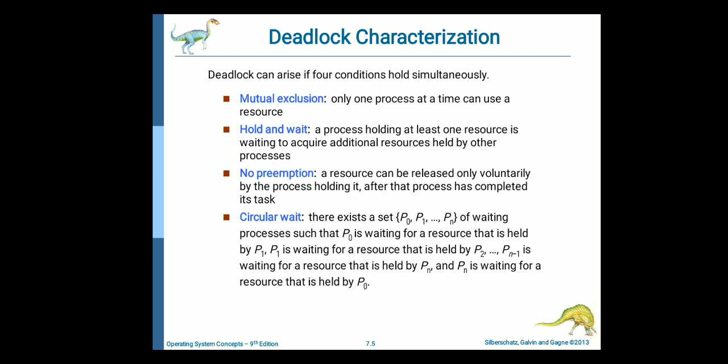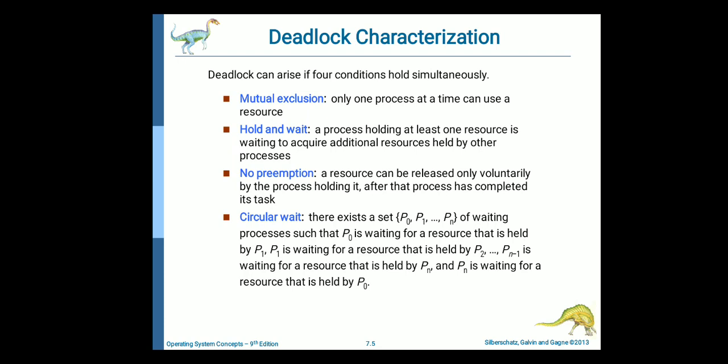There should be a resource that can only be held by one process at a time. For example, a single instance of resource 1 is held by process 1 only. With this type of condition, it is possible that deadlock occurs. The second one is hold and wait.